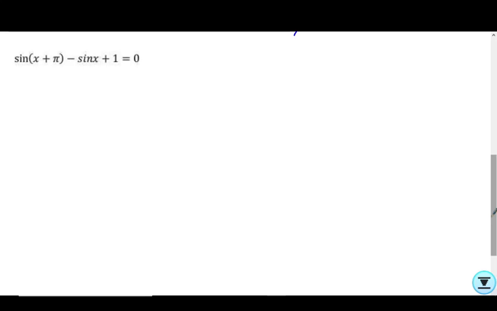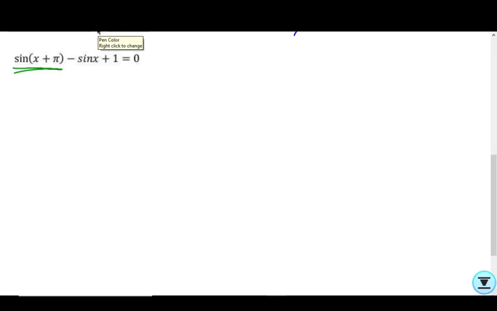Okay, now the second one. For this one, the first thing I notice is that sine has x plus pi inside. You cannot just distribute that in. This is not sine times something, and that does not work. But this should look familiar. This equation, we did in our last unit. That is our sum identity.